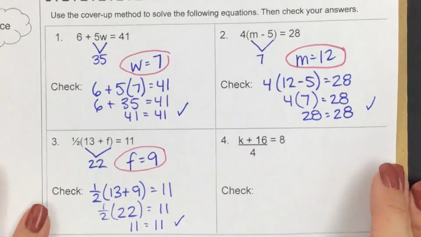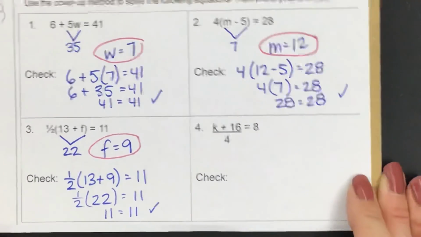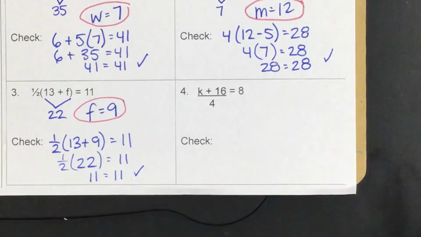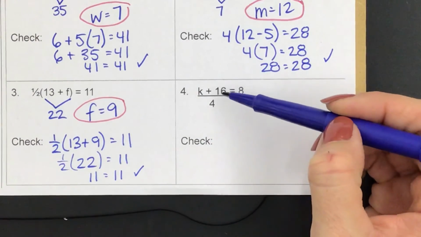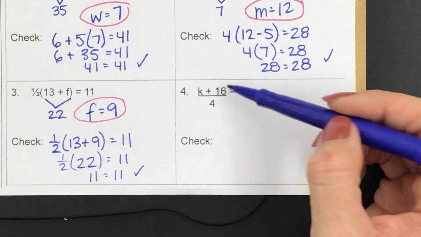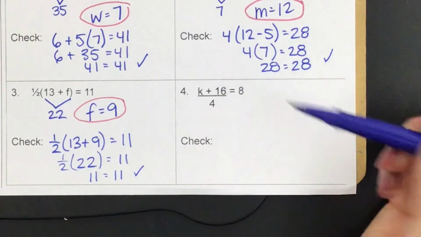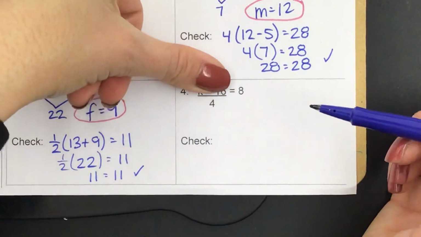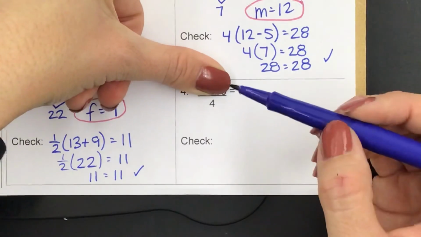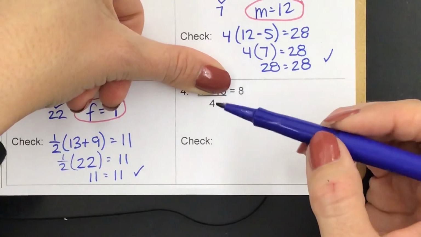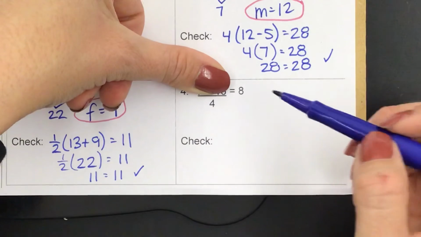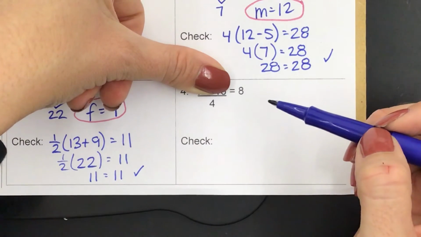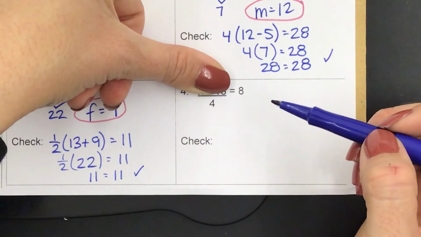Now number 4 is a little bit different than some of the ones that we've seen before, so let me show you what to cover up. What's paired here with your variable is the 16. So I'm going to cover up the 16, and I'm going to say, what number would you divide by 4 to get 8? When you think you know it, raise your hand.